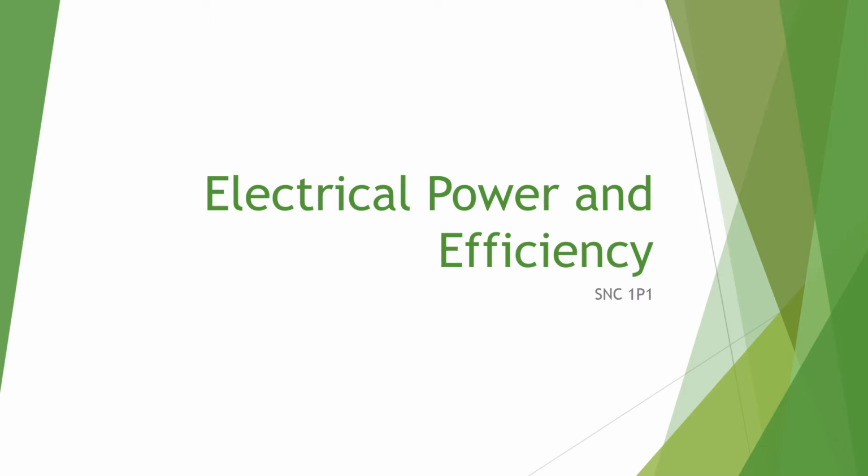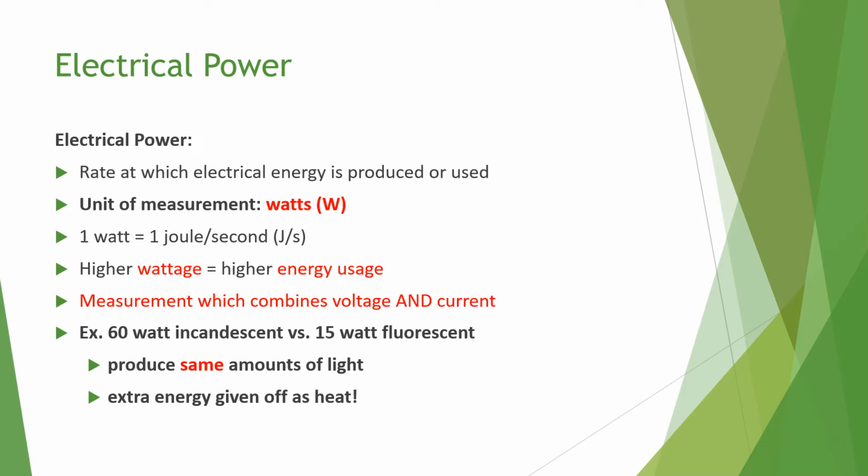Okay, class, so this next lesson of our electricity unit is going to be on electrical power and efficiency. Just a little bit in regards to electrical energy before we get into electrical power. So far we've learned that electrical energy is the energy of moving charged particles. Electrical power is the rate at which electrical energy is produced or used. Electrical power is what we need in order to, say, power our homes.